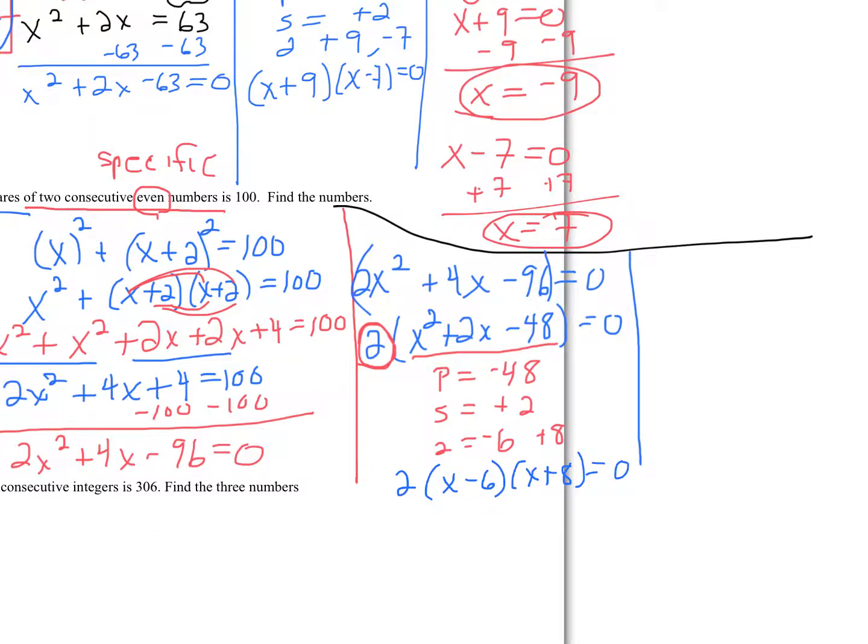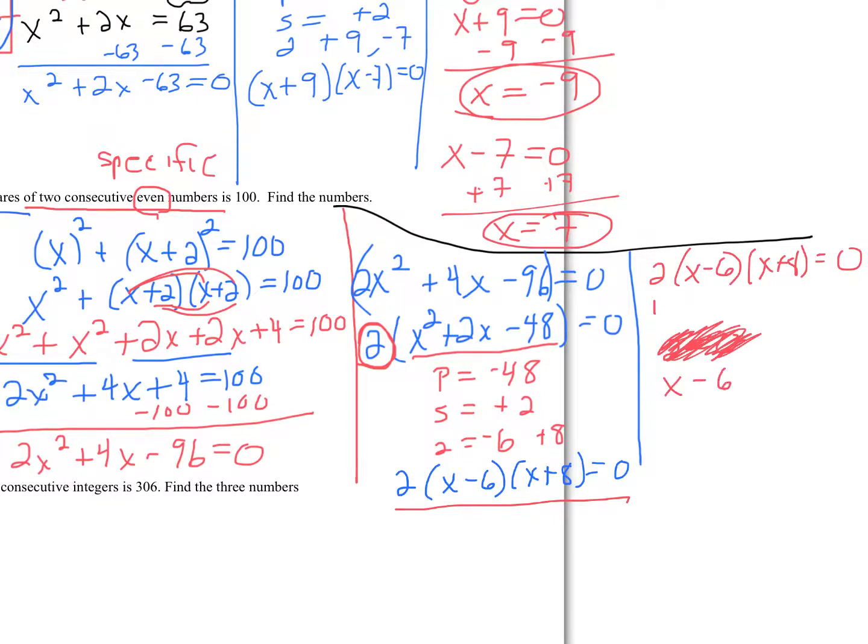But don't forget, we still have to solve this. This is just factored. This isn't the answer. So I'm going to bring it over here. 2 times x minus 6 times x plus 8 equals 0. Alright, so let's solve this out. The first piece, does 2 ever equal 0? Well, the answer is no, it doesn't. So this doesn't count. We get to throw it away. No good.